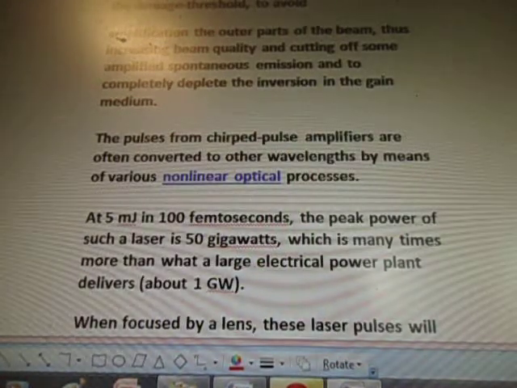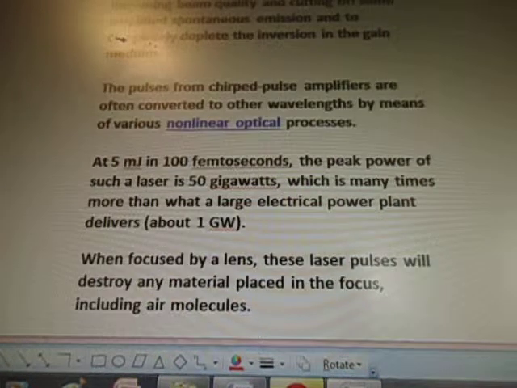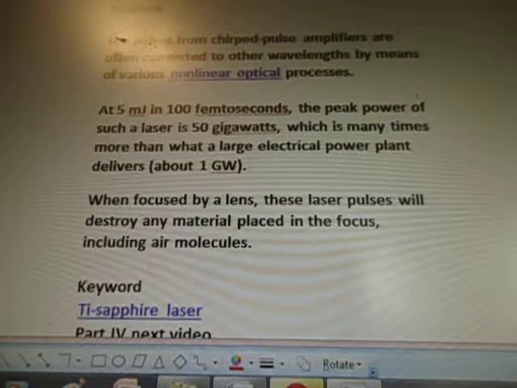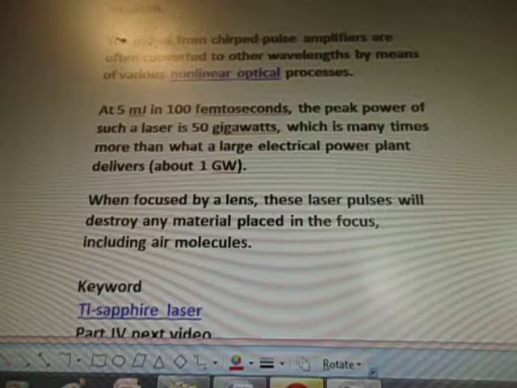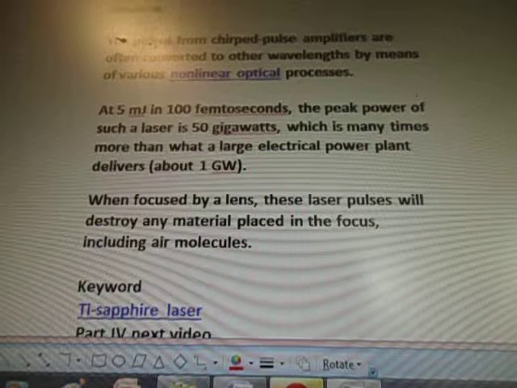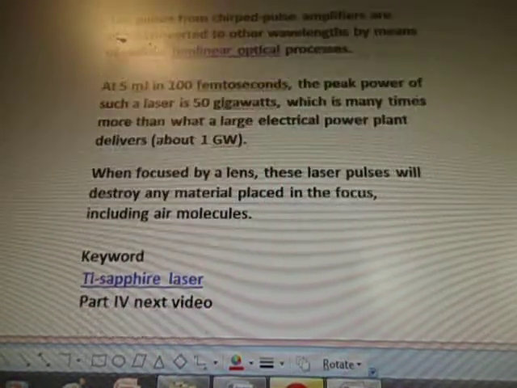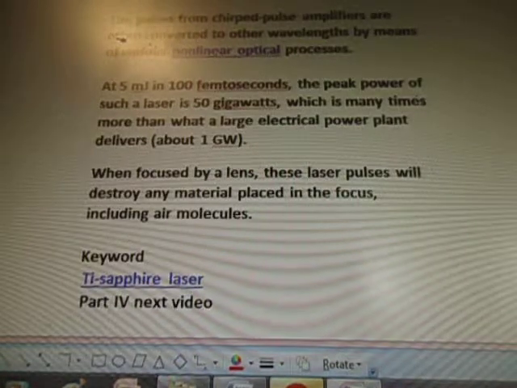This is interesting. The pulses from chirped pulse amplifiers are often converted to other wavelengths by means of various nonlinear optical processes. At 5 mJ in 100 femtoseconds, the peak power of such a laser is 50 gigawatts, which is many times more than what an electrical power plant delivers, about 1 GW. When focused by a lens, these laser pulses will destroy any material placed in the focus, including air molecules.